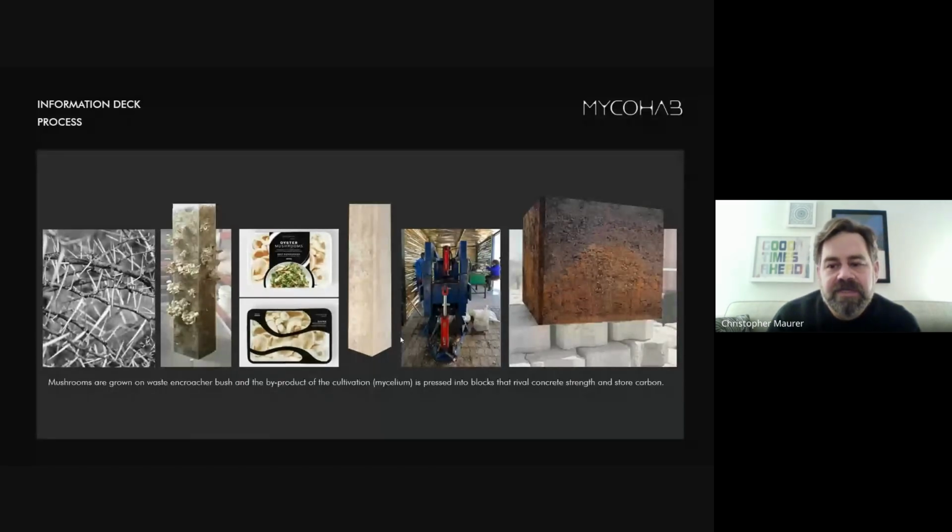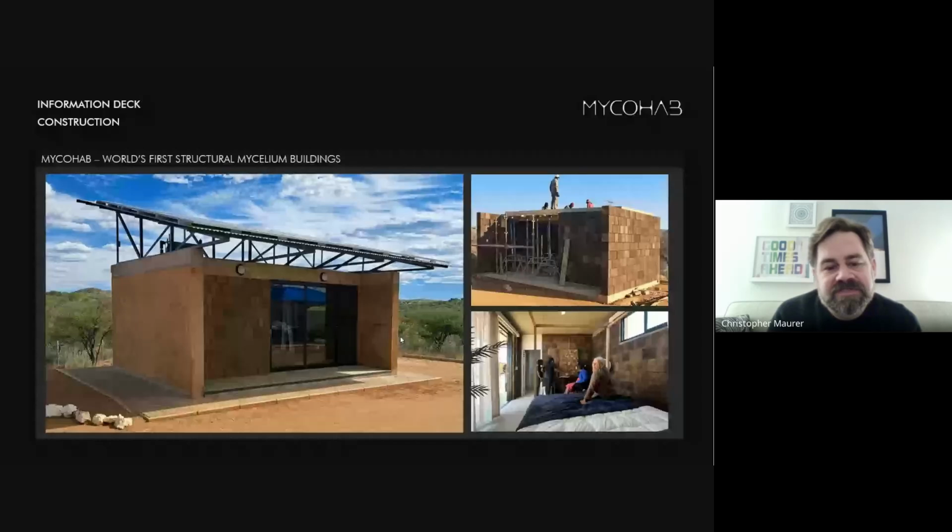They're structural, insulative, fire resistant, sound attenuating, and as you'll see here in this slide, we used those blocks to build the world's first structural mycelium building. There are a lot of biofabrication companies throughout the world using mycelium for packaging materials, and in some cases building materials for insulation, but this is the first time that a mycelium material has ever been used to be the structure of a building.